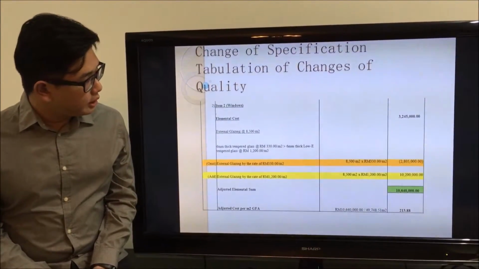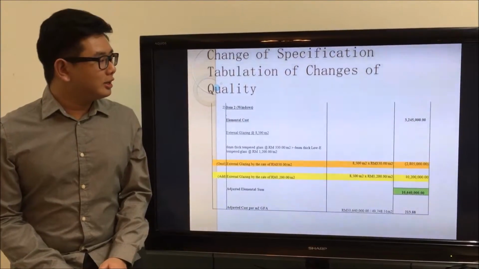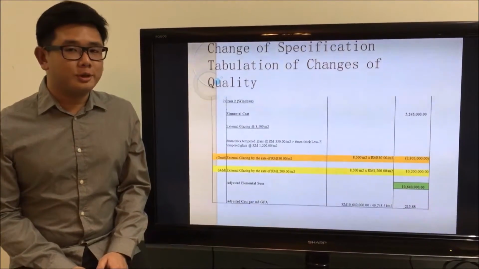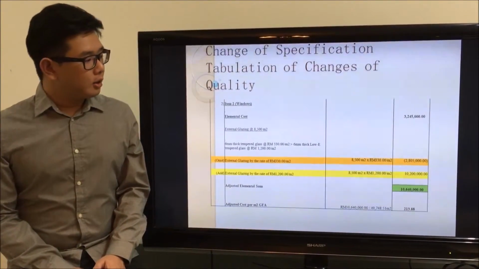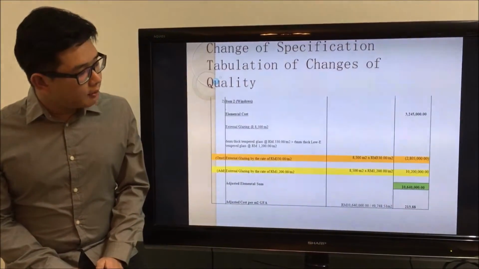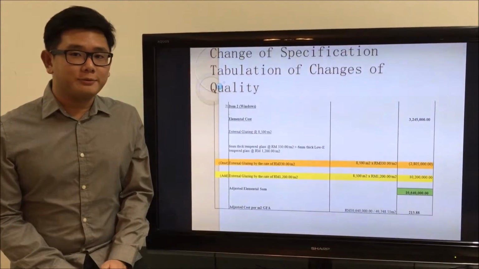1,200 per meter square. So in order to get the final elemental cost for window, we omit away the original window and add in the new window rate, which comes out to be 10,640,000.